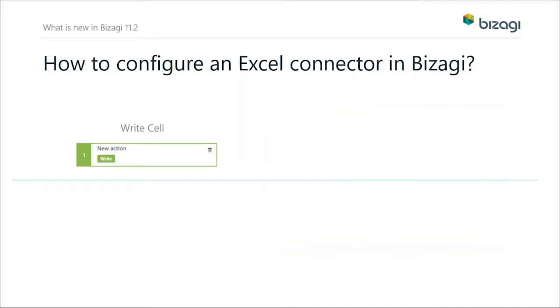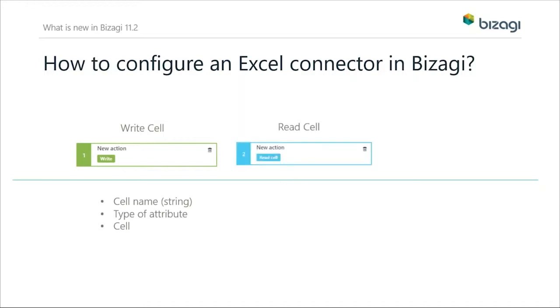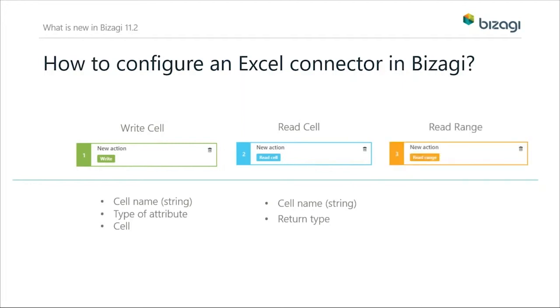Writing in cells, where you basically define the name of the cell, the type of attribute, and actually what's the cell. Second, reading cells actions, where you're just going to define which is the cell and the type of the cell. And also you can read ranges. You can just read, for example, a column or a table.